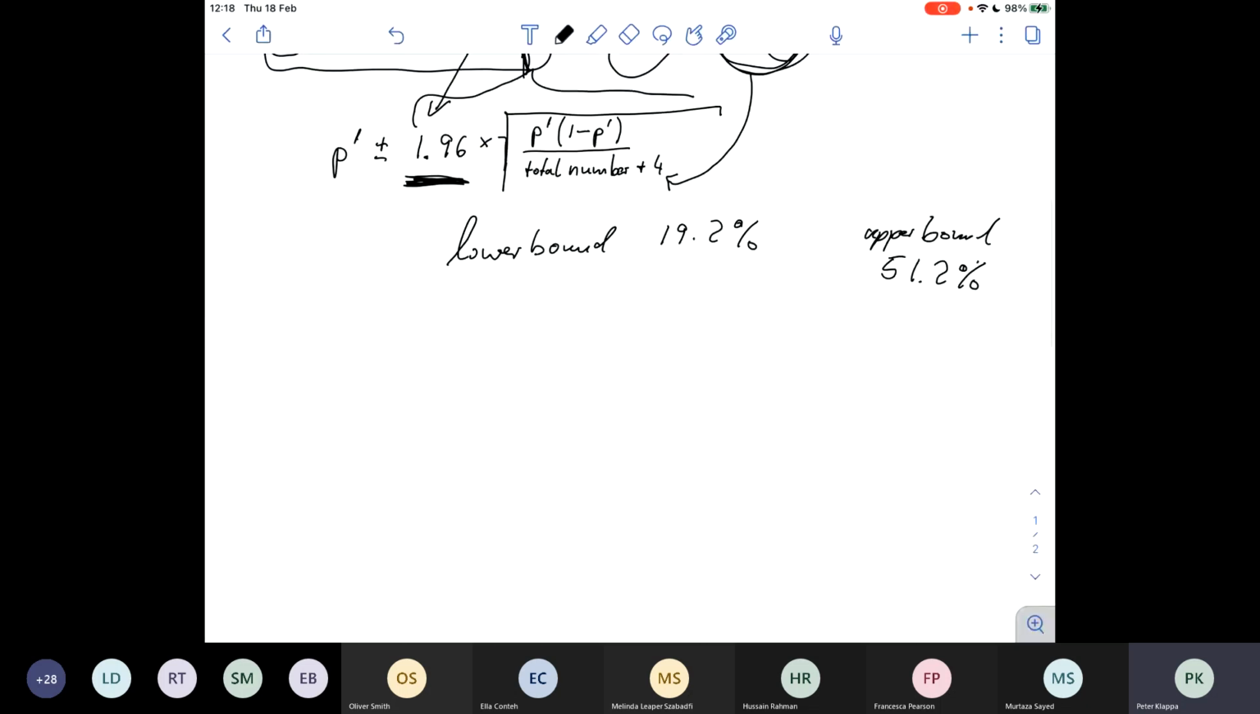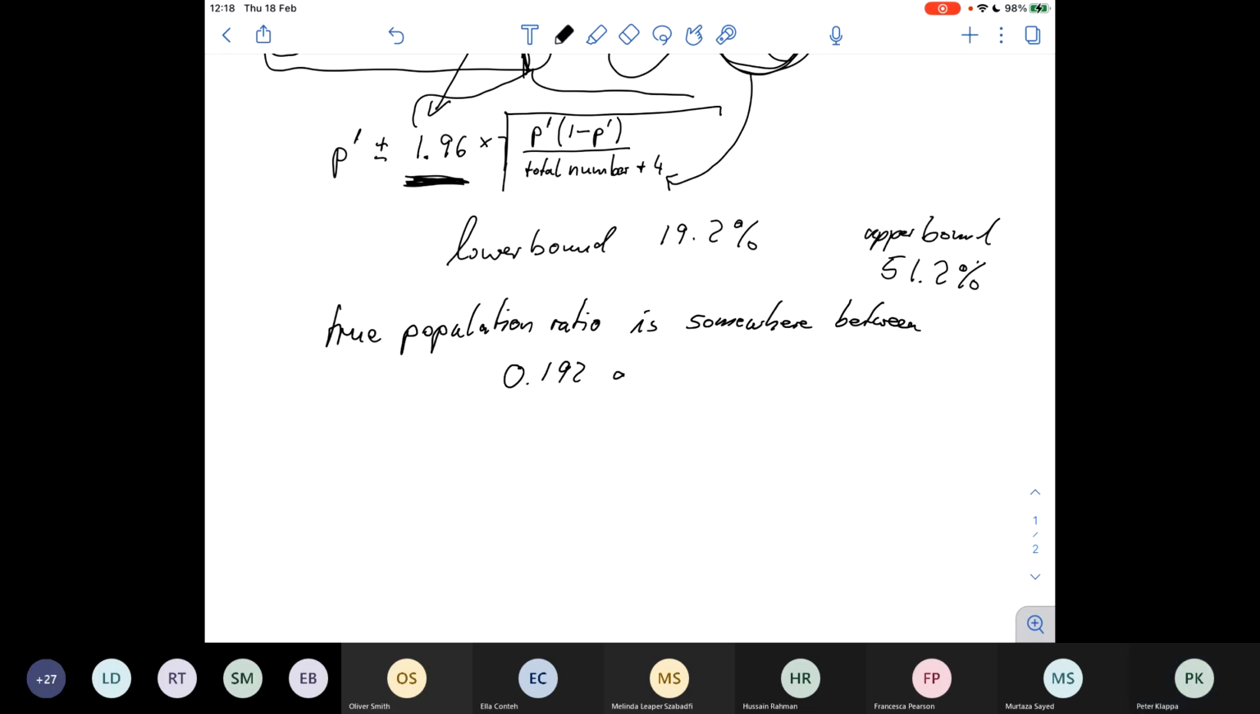So this means our ratio for the true population, if we did this experiment loads and loads of times, the true population ratio in this case is somewhere, we're pretty confident, between 0.192 and, sorry, we expressed it as decimal, 0.512, somewhere in between, right? So that's our lower bound and upper bound.